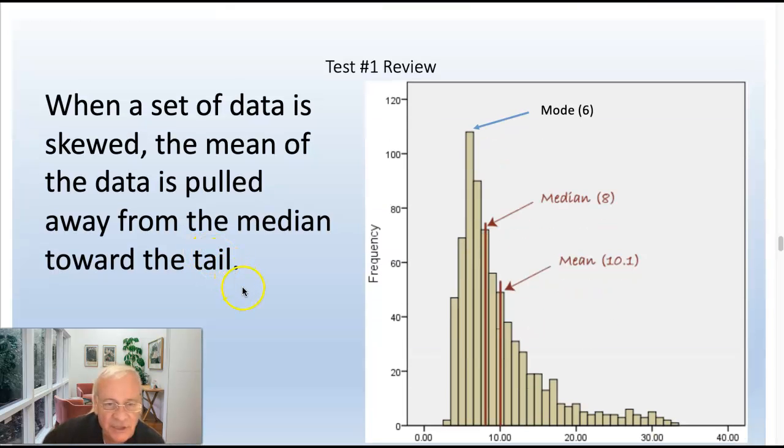Guys, when the data set is skewed, the mean of the data is pulled away from the median toward the tail. All right? The median moves a little off the center. It might, right, because of these values up here. But the mean definitely will be pulled away from the median.